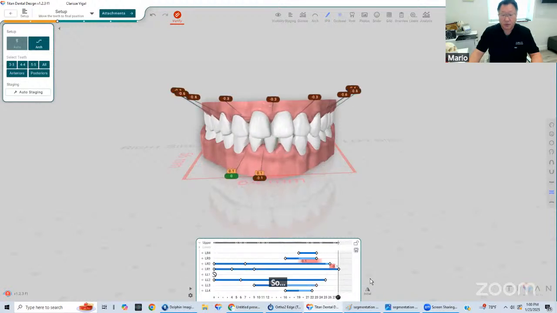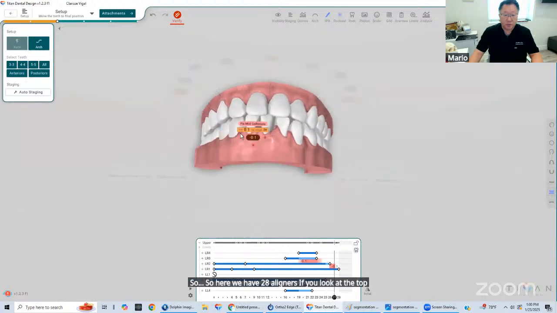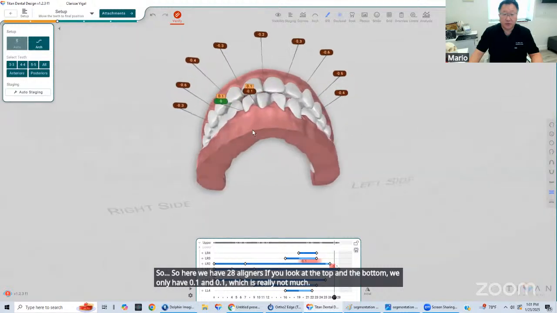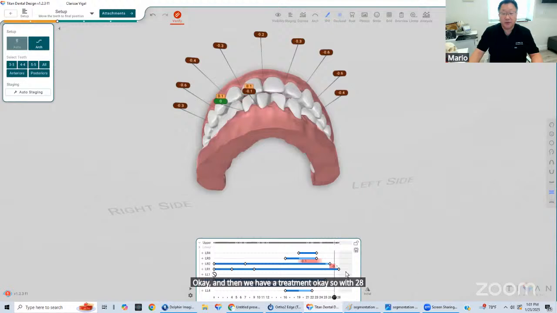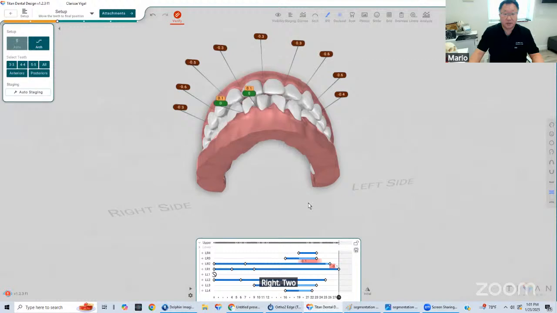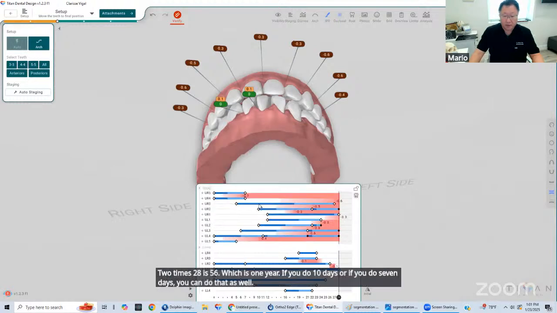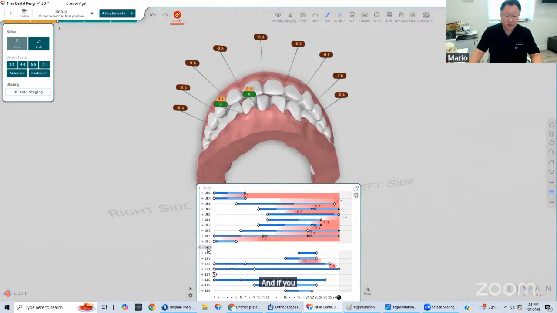So here we have 28 aligners. If you look at the top and the bottom, we only have 0.1 and 0.1, which is really not much. Okay, and then we have a treatment. With 28 times 2, even if it's 2 weeks, it's like a whole year. 2 times 28 is 56, which is 1 year. If you do 10 days or 7 days, you can do that as well. And if you look, plenty of time.